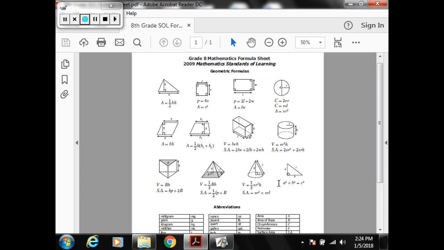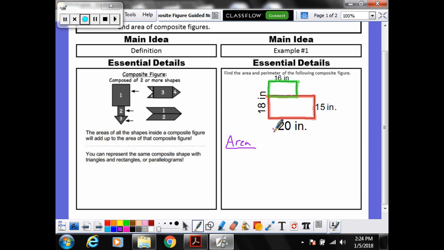Since we're dealing with two rectangles, the area formula for rectangles is length times width. We're going to use the area formula of length times width twice. When we look at this red rectangle, this 18 goes from here to here, so that uses both sides. That's not my length or my width of the red rectangle. My length of the red rectangle is from here to here, so that would be 20, times my width. My width of the red rectangle is 15.